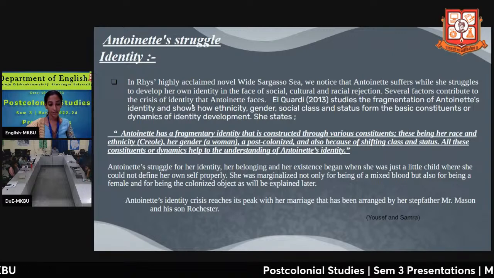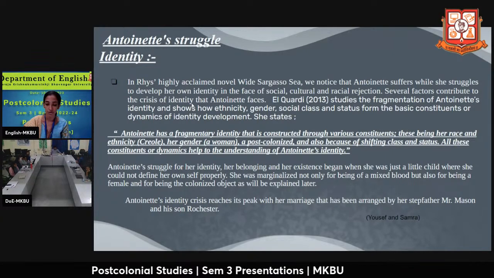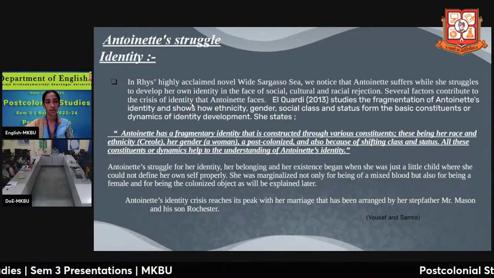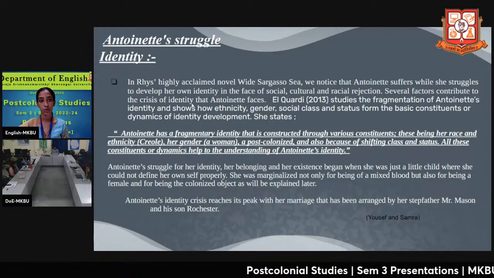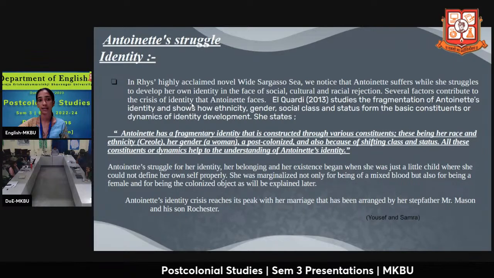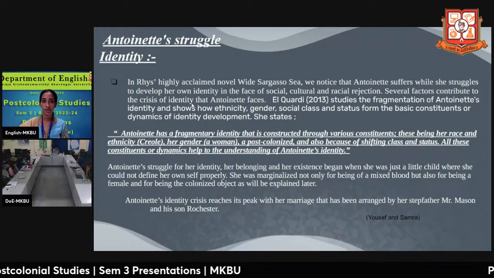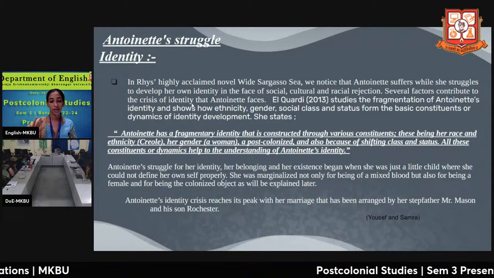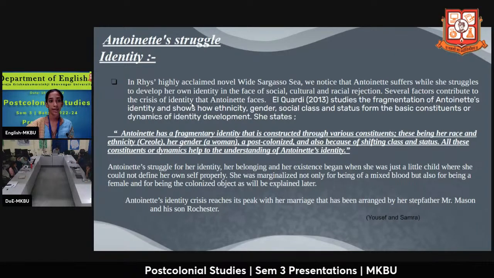Antoinette's identity crisis reaches its peak with her marriage that has been arranged by her stepfather, Mr. Mason, and his son, Rochester. So, when Bertha and Rochester are married, we can say that it was a kind of marriage which did not happen because of love, but was arranged by a stepfather. So, there was no kind of love in that marriage.